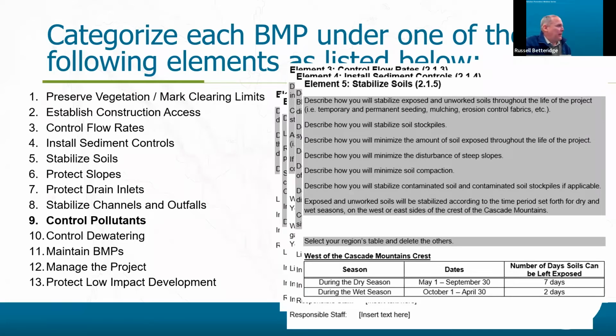Element 5, stabilized soils. Of course, this is the meat and potatoes of surface water pollution. You know, making sure that erosion and sedimentation control is happening. You don't want to get to sedimentation control. You want to stop the erosion that creates the sedimentation. You want to stop it early. How are you going to minimize the disturbance of steep slopes, right?